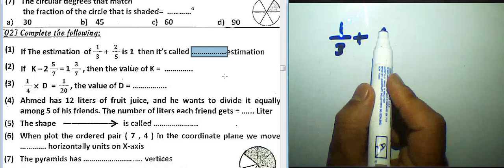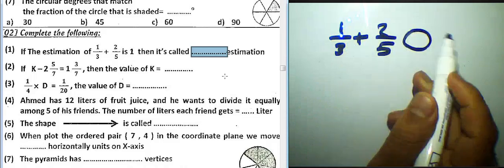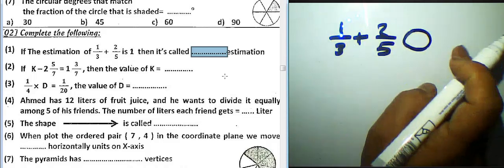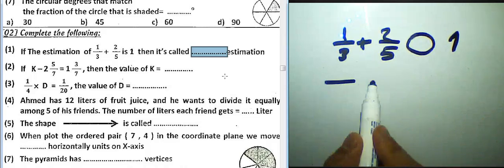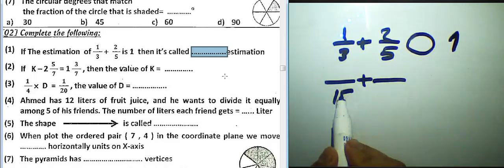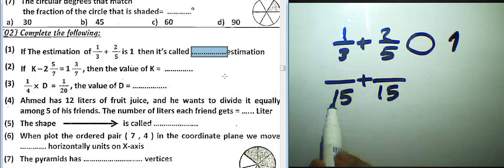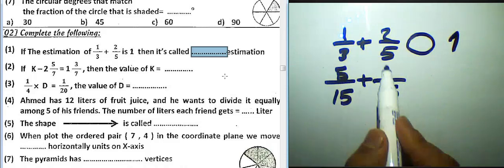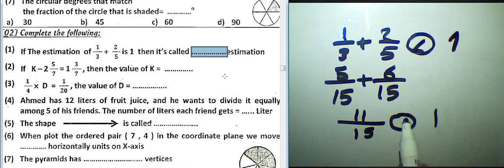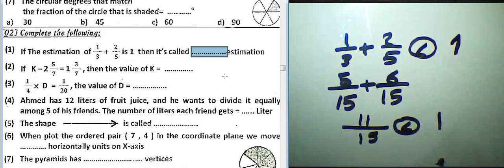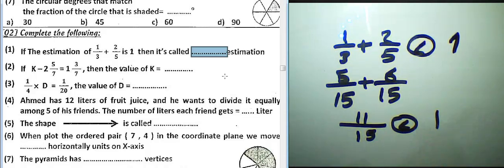1 third plus 2 over 5. We must compare between the actual number and the estimation, which was 1. Look at here, we can find the least common multiple between 5 and 3, it will be 15. 5 times 1 equals 5, 2 times 3 equals 6, the result will be 11 over 15. Which is greater? We know 1 is greater. Then it's called underestimation, because 1 is greater than 11 over 15.